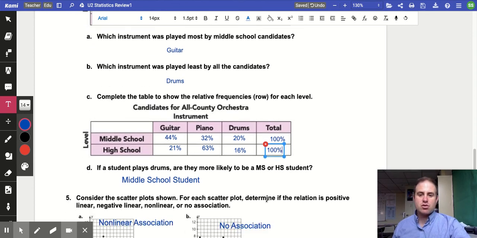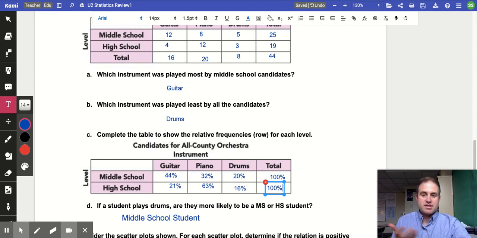And you can then answer questions based on this information. Like if a middle school student, is most likely to select guitar. If a student plays drums, are they more likely to be a middle school or a high school student? Well, based on this, they're more likely to be a middle school student.